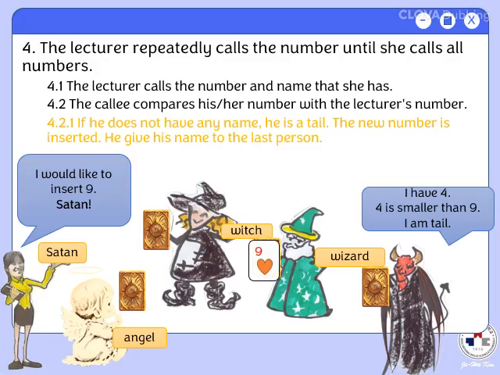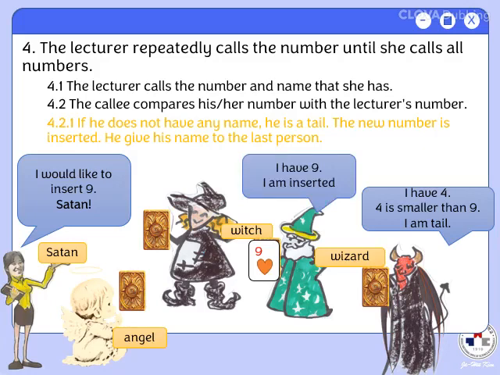Therefore, this student has to call the next student's name, which he doesn't have because he gave his own name tag to the lecturer. This means he is the last node in a singly linked list. Therefore, he declares himself as the last node, the tail. I am tail. So the student with 9 shows his card and declares that he will be inserted. I have 9. I am inserted. And he gives his name tag to the last called student.